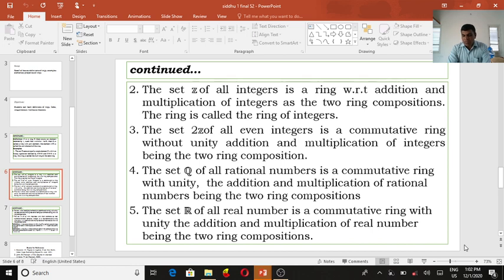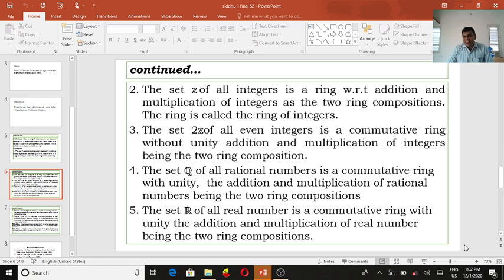Similarly, minus 5 plus 5 equals 0. 5 is the inverse of minus 5, and minus 5 is the inverse of 5. Here 0 is the additive identity, and minus 5 is the inverse of 5. See, these properties of a ring hold in Z, the set of all integers.